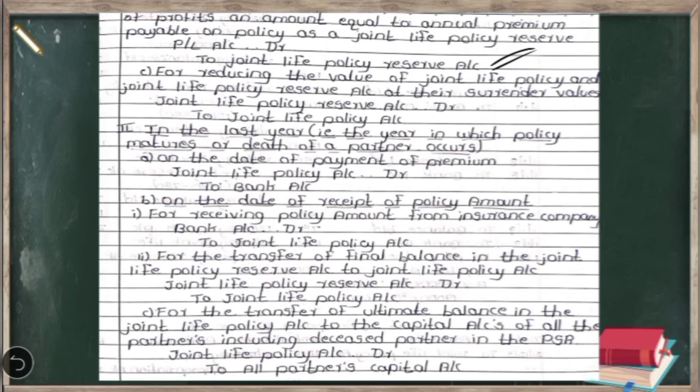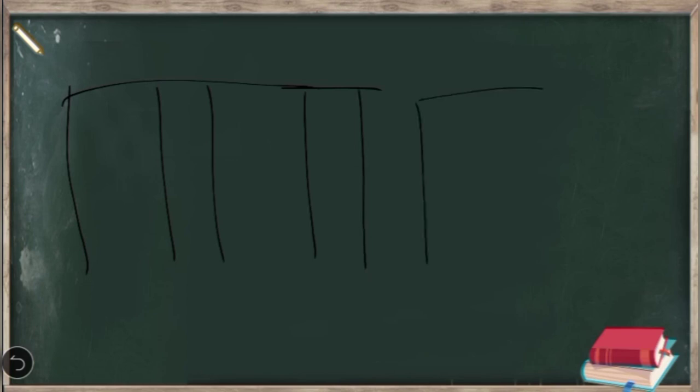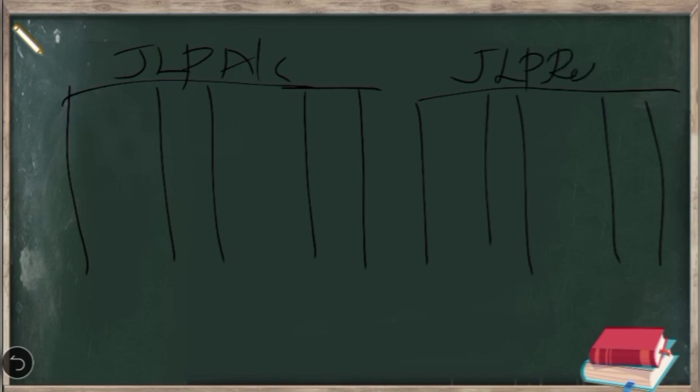Then the third entry has to be passed for reducing the value of joint life policy and joint life policy reserve account at their surrender values. Okay, so here, as I said, we are going to prepare two accounts. The first one is joint life policy account and the other one is joint life policy reserve account. Okay, so this is joint life policy account and this other one is joint life policy reserve account.